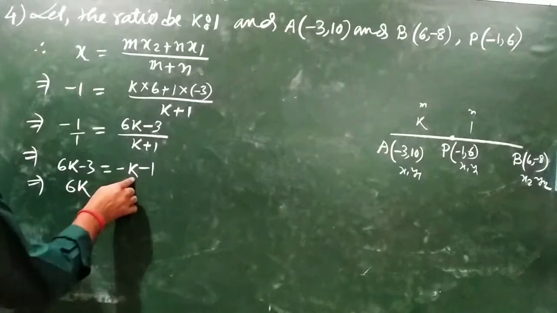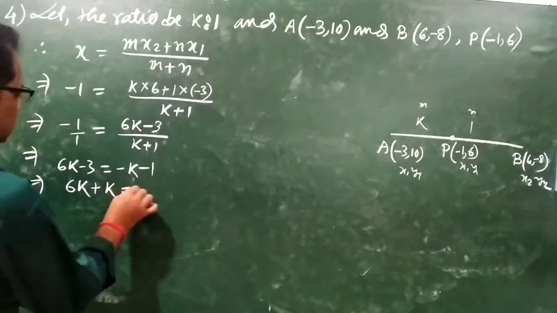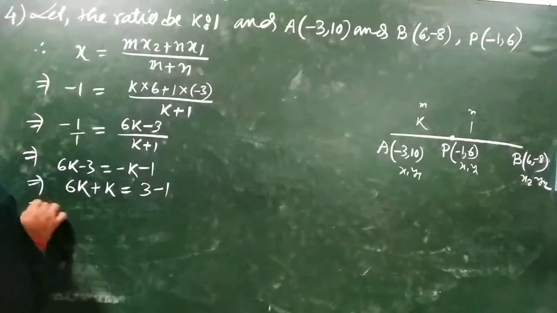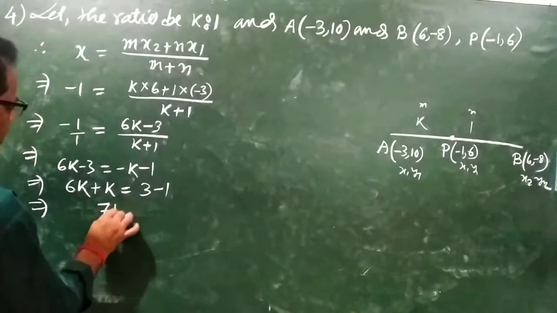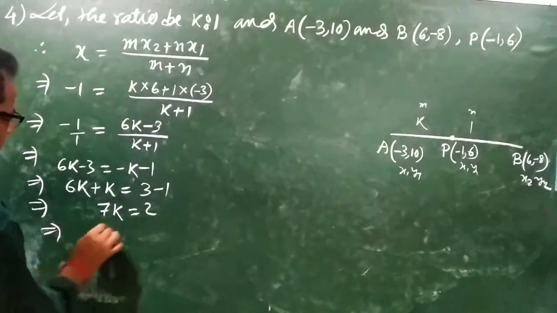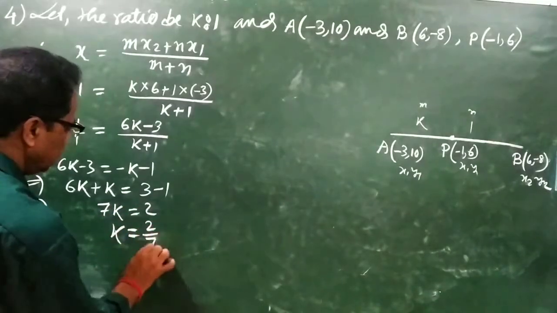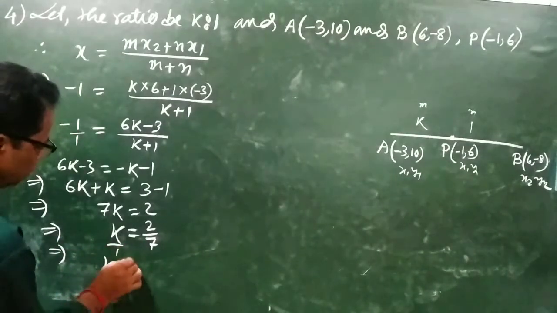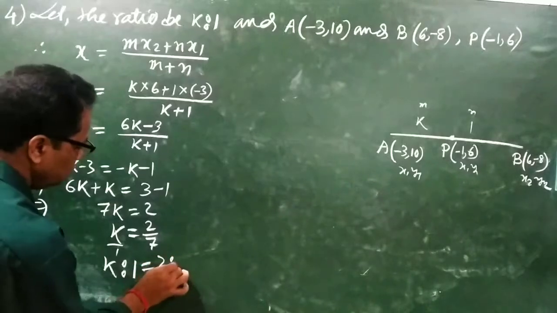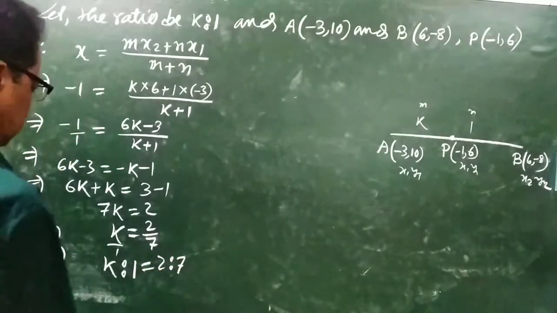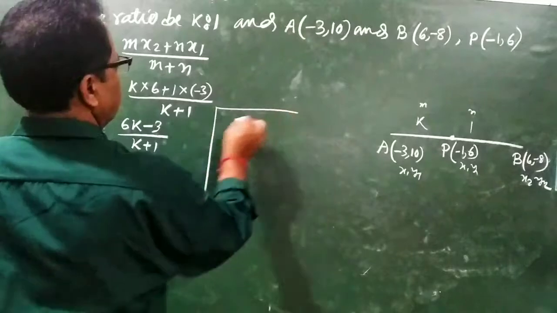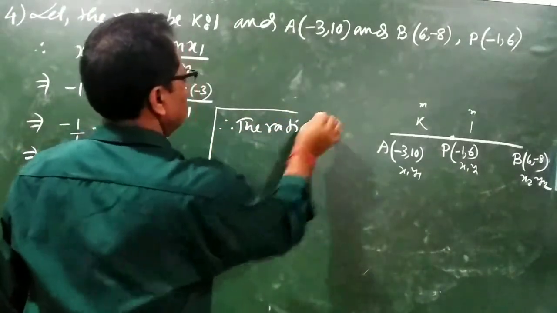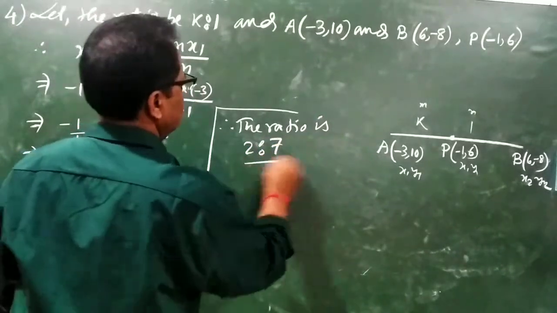6k, and the -k bringing to the left becomes plus k, is equal to that 3 taking to the right side, that is plus 2. Then 6k plus k is 7k, which is equal to 2. Therefore, the value of k is 2 by 7. The k can be written as k by 1. Therefore, k is to 1 is equal to 2 is to 7. Therefore, the ratio is 2 is to 7. So it is completed here.